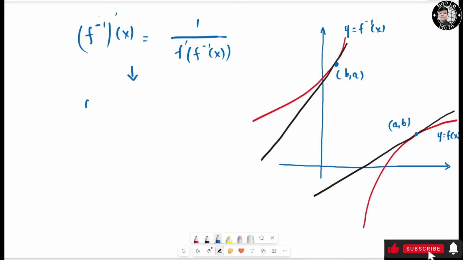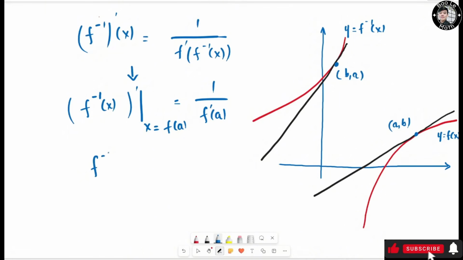So you want to find the derivative of the inverse of f of s, and you need to evaluate this at s equals f of a. It's going to be 1 over f prime of a. You can write the derivative of the inverse of f at b as 1 over f prime of a, where b is actually f of a, right?